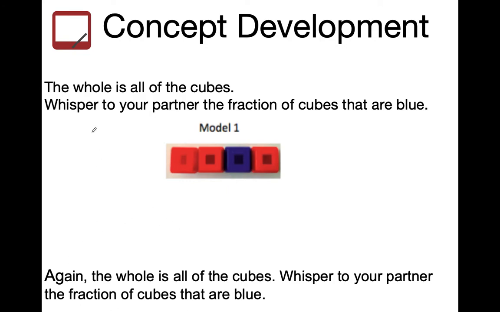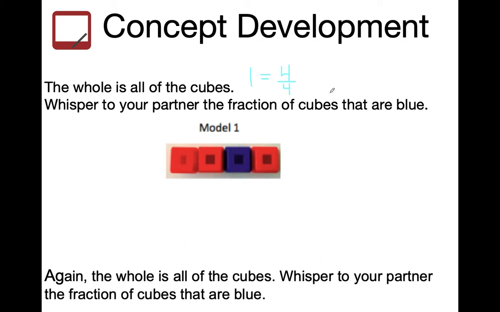Okay, so here's where we're going to talk about the meat and potatoes of our lesson. This says that the whole is all of the cubes. So how many cubes do we have? We have 1, 2, 3, 4 cubes. So our whole would be what? Our whole, so one whole would be 4 out of 4.